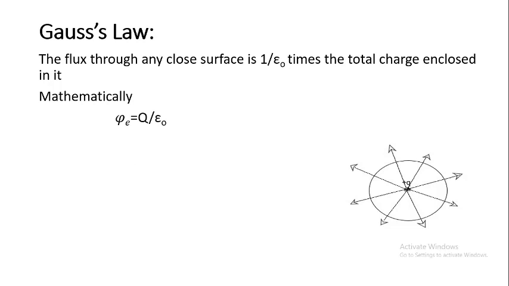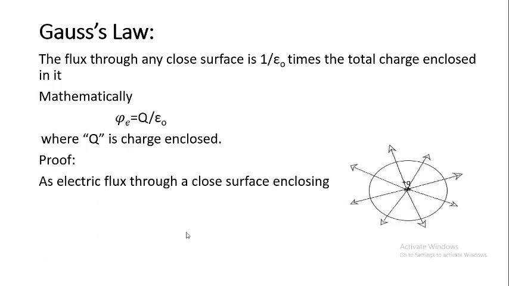Mathematically, we can write phi is equal to q over epsilon naught, where phi is the representation of electric flux, q is the charge enclosed, and epsilon naught is the permittivity of free space. So in order to calculate total electric flux through a closed surface, we should know total charge and permittivity of medium. Now we have to prove this statement.